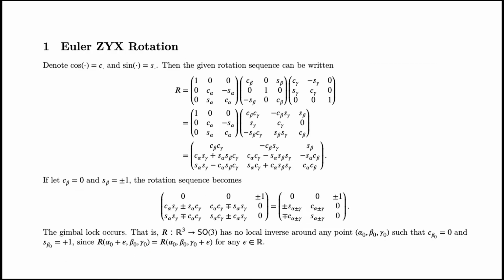By expanding the sequence of rotations given in the previous slide, in ZYX Euler angles we get the following matrix of rotation. When choosing cosine beta equals 0 and sine beta equals plus or minus 1, we find that alpha and plus or minus gamma are indistinguishable. That is, the 2 degrees of freedom left degenerate into 1. For example, this means that there's no local inverse around any point with beta equal pi over 2.